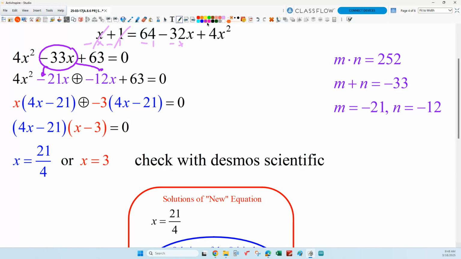So now what? Okay, we got this thing, you know, we factored out the binomial from each group. That's common, so we'll undistribute that, and what's left behind? X plus negative 3, which is just x minus 3, right? And so we got it factored.